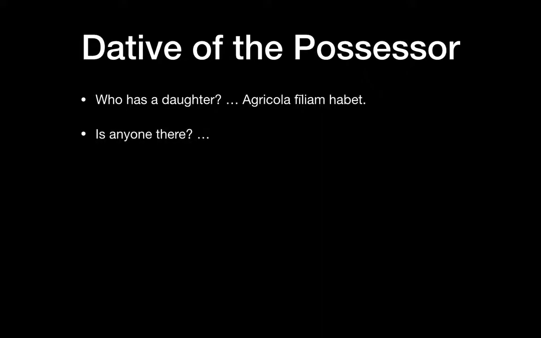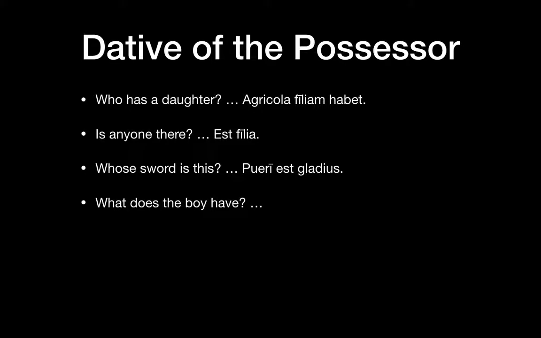Here's some more examples. Who has a daughter? What Latin sentence would best answer this question? Agricola filiam habet. What would best answer this question? Is anyone there? Est filia. There is a daughter. Whose sword is this? Pueri est gladius. The sword is the boy's.